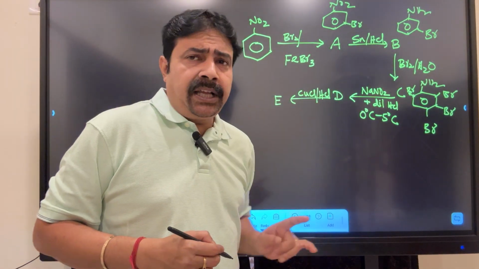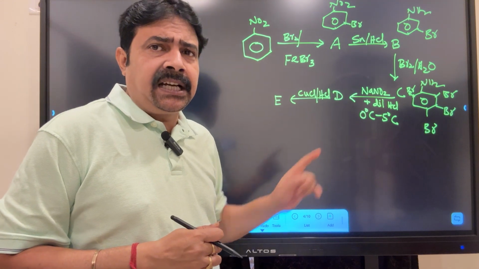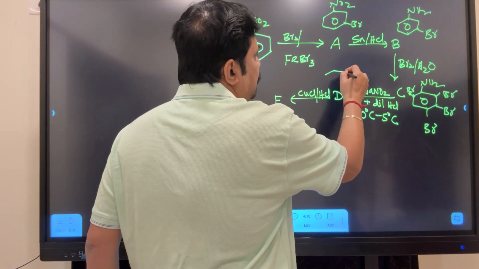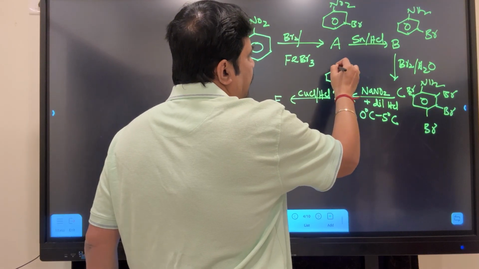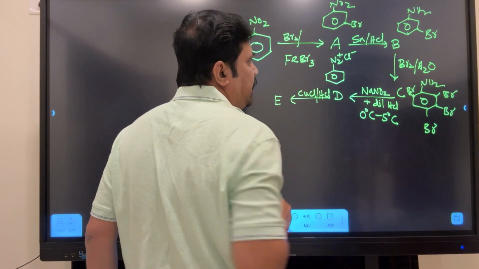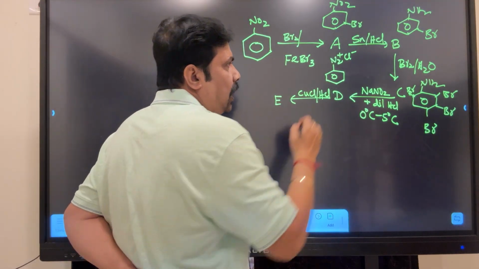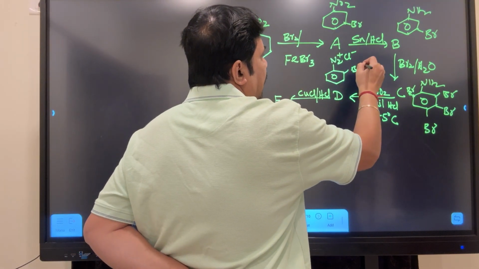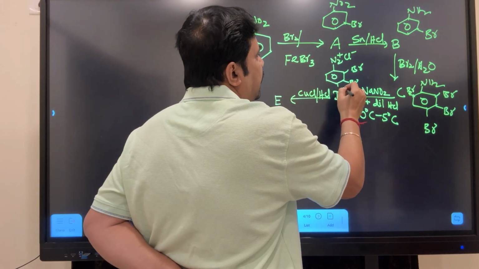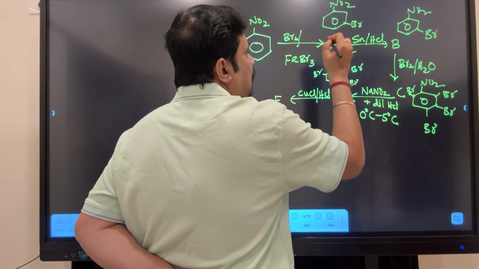Then NaNO2, dilute HCl, 0 to 5 degrees centigrade: diazotization reaction. Then D will be nothing but benzene diazonium chloride. Only at low temperature will this be stable; otherwise the corresponding phenolic compound will be formed if the temperature is higher than 5 degrees centigrade. Point is clear? And then this compound will be your D.